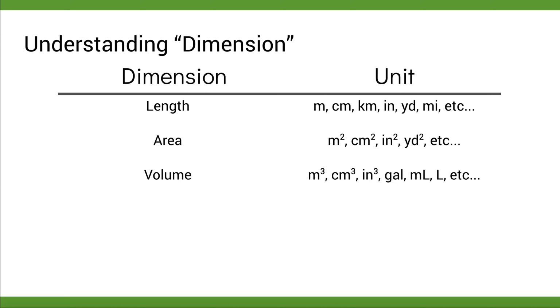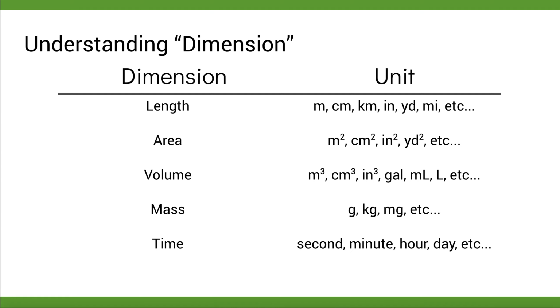We also have volume: meter cube, centimeters cube, inches cube. We can also use gallons, liters, milliliters, and so forth. And we can have mass as a dimension, and the units we use for mass are grams, kilograms, milligrams, and so forth. We can also have time as a dimension: second, minute, hour, day, and so forth.